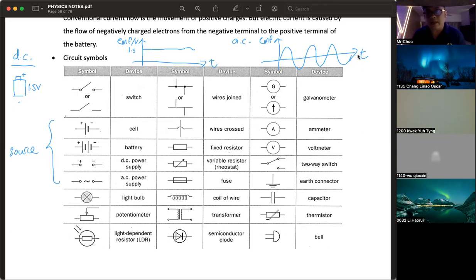And in Singapore, the maximum it will go is 240 or 230 volt. And the minimum it will go is 230 volt. That's in Singapore. And how many sine waves occur every second? In Singapore, it is at the rate of 50 hertz.